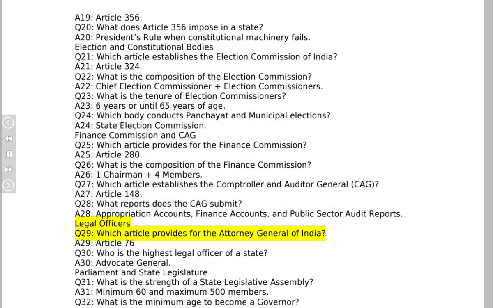Legal Officers. Q29. Which article provides for the Attorney General of India? A29. Article 76. Q30. Who is the highest legal officer of a state? A30. Advocate General.